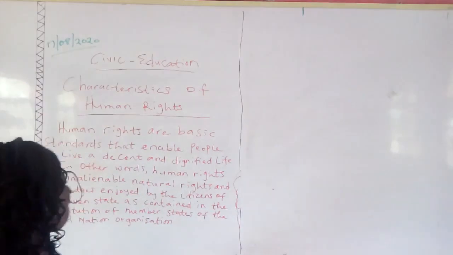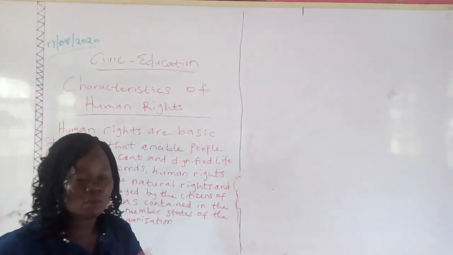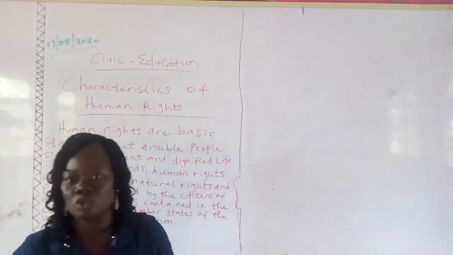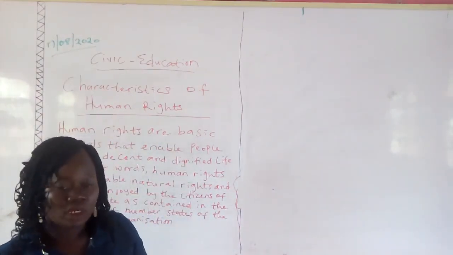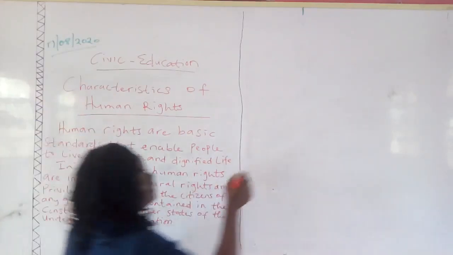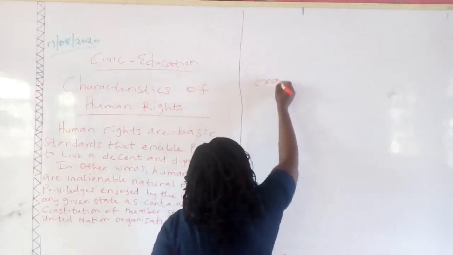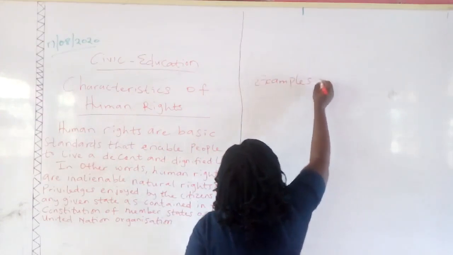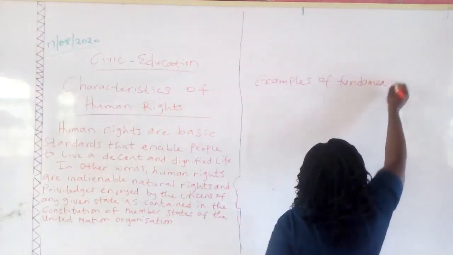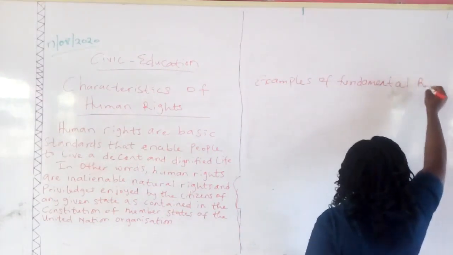So we have some of the examples of the fundamental human rights. We have looked at some of those in our junior school, but just as a reminder, we'll quickly look at them. Examples of fundamental human rights that we have.